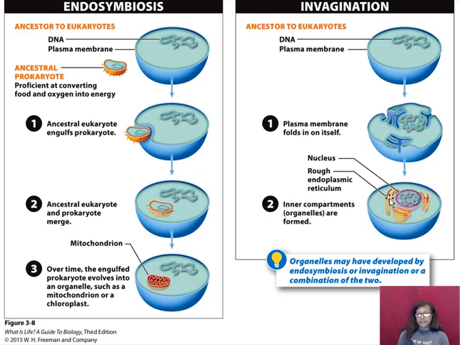So trying to explain the existence of this sort of folded material that is the rough endoplasmic reticulum inside the cell. Okay? So organelles may have developed by endosymbiosis or invagination, or a combination of the two is the endosymbiosis theory. Okay?